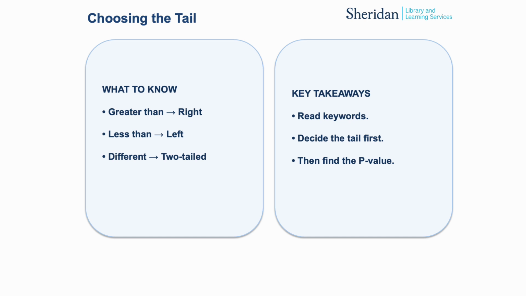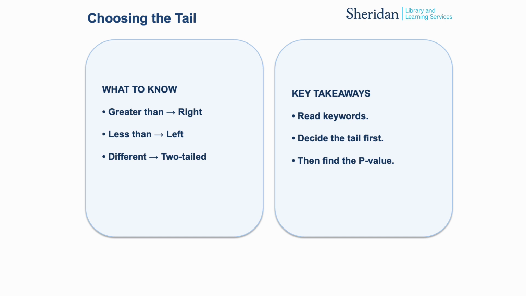If the claim says less than, then you use a left-tailed test. In this case, we're looking for values that are much smaller than expected, so the critical region moves to the left side of the distribution. Finally, if the claim says different, change, or not equal to, you will use a two-tailed test. A two-tailed test checks for evidence in both directions. We're interested in values that are either much larger or much smaller than expected.